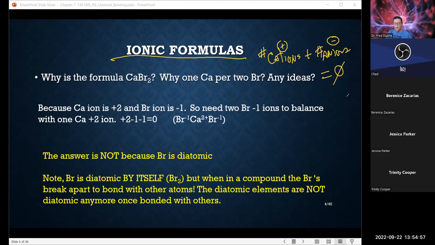And hence you saw how we had calcium +2, and then we had 2 bromides. And so those 2 negatives cancel out the +2 for the calcium.